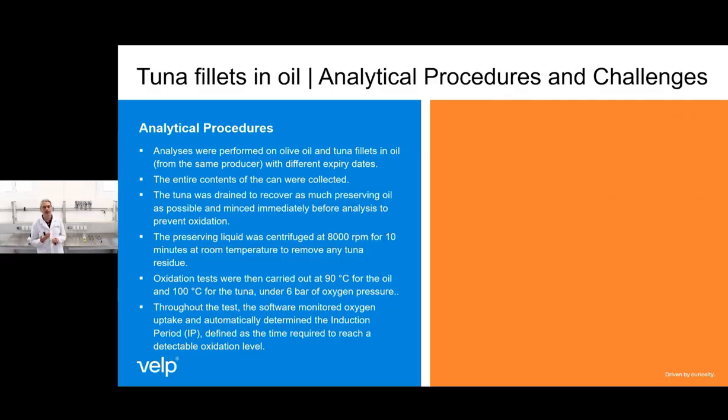During the study, tuna fillets and oil were evaluated separately at different aging times to evaluate how oxidation progresses over time. The content of the glass was collected and drained to separate tuna from oil. Oil was centrifuged to separate the residue of tuna. And the oxidation test was performed at 90 degrees for oils and 100 degrees for tuna, with the same pressure of oxygen.